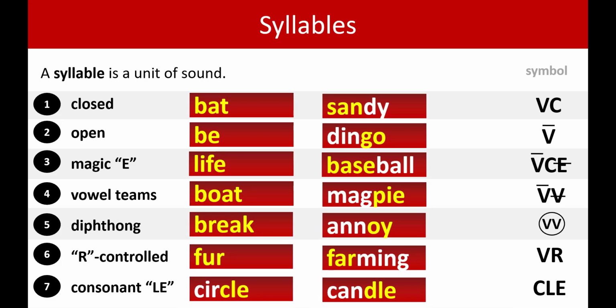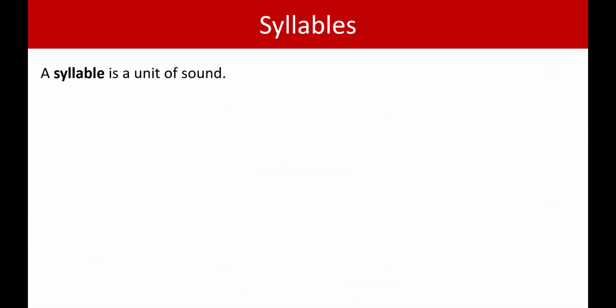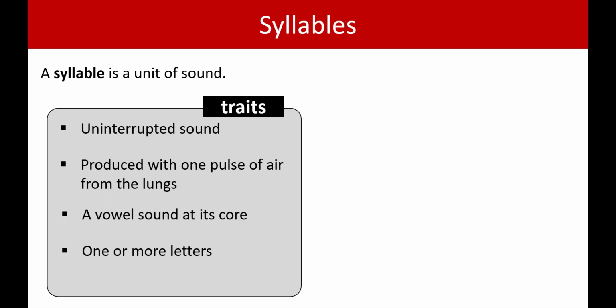That is everything I want to say about syllables. I will leave you with this summarizing slide. A syllable is a unit of sound. It's a unit of uninterrupted sound. It's produced with one pulse of air from the lungs. A syllable has a vowel sound at its core. Notice the word sound. This is important. Not every syllable has a vowel in it, but it does have a vowel sound. And a syllable can be made of 1 or more letters.